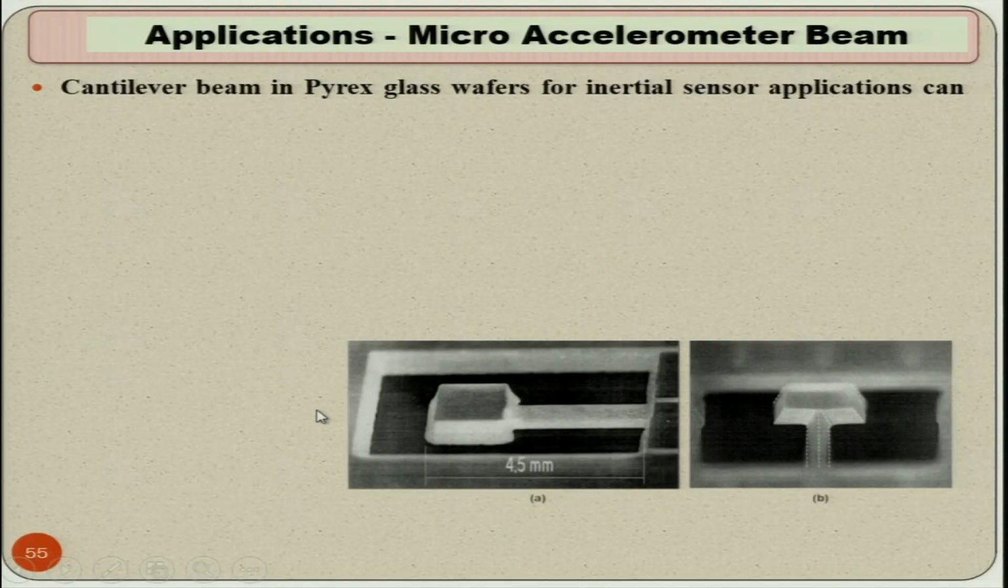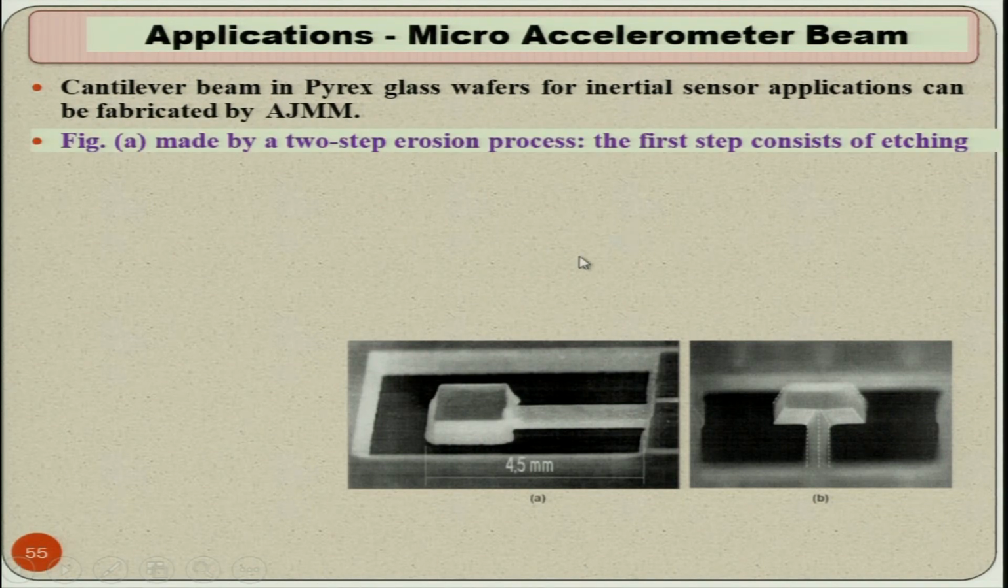If it is in micrometer, then definitely your nozzle is going to be different when the size is in micrometer. So, you have to decide what parameters you should use, what nozzle you should use, and what abrasive particles you should use. So, the cantilever beam in Pyrex glass wafers for inertial sensor applications can be fabricated by this particular AJMM process. You can clearly see over here.